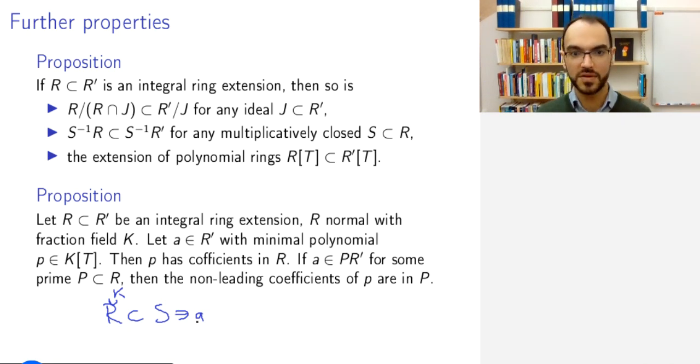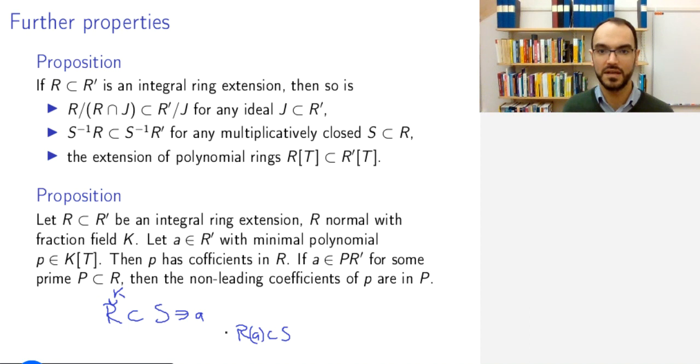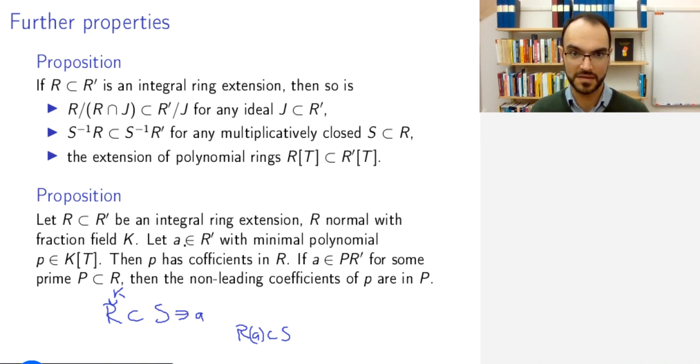What the proposition tells you is that if the minimal polynomial does not have coefficients in R, then your element isn't integral. Because if your element were integral, then inside S you would have an integral ring extension in which A sits, but then the minimal polynomial has to have coefficients in R, which it doesn't. So this shows that the minimal polynomial can be used to determine whether or not an element is integral, at least when the base ring is normal.